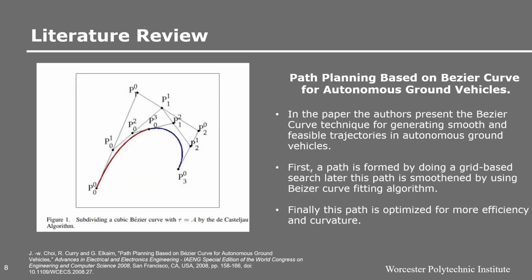The second most important component of the state-of-the-art implementation is optimization and smoothing methods. For this, we have explored various papers, and one of them is Path Planning Based on Bezier Curve for Autonomous Ground Vehicles. In this paper, authors present a Bezier curve technique for generating smooth and feasible trajectories for autonomous ground vehicles. First, a path is formed using a grid-based search method, and later it is smoothened using the curve fitting algorithm.